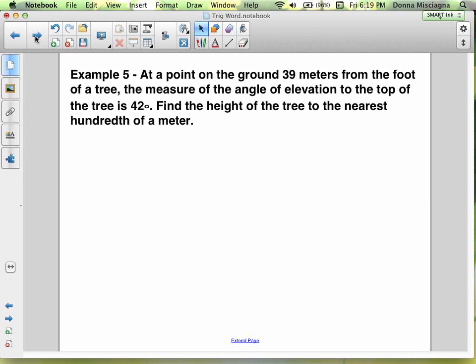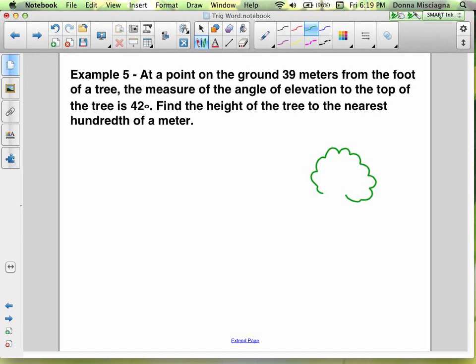All right, at a point on the ground 39 meters from the foot of a tree, the measure of the angle of elevation to the top of the tree is 42 degrees. Find the height of the tree to the nearest hundredth of a meter. All right, so this one I'm now going to draw smaller. All right, so we have a tree. A beautiful tree.